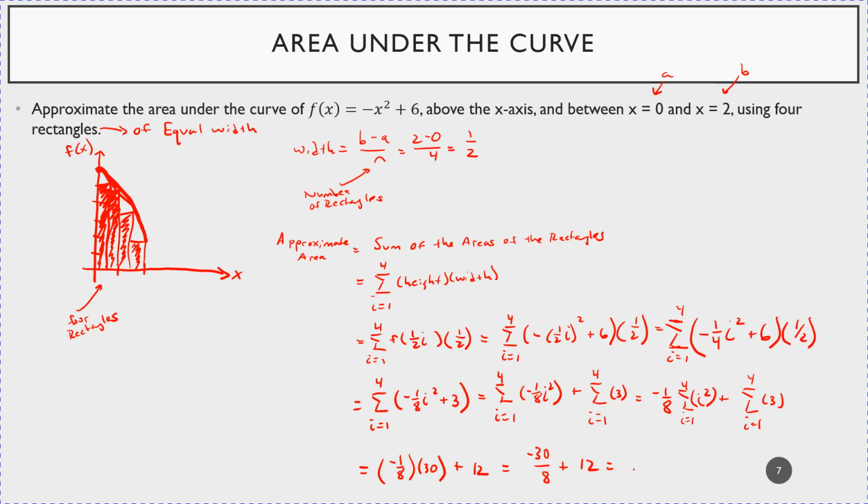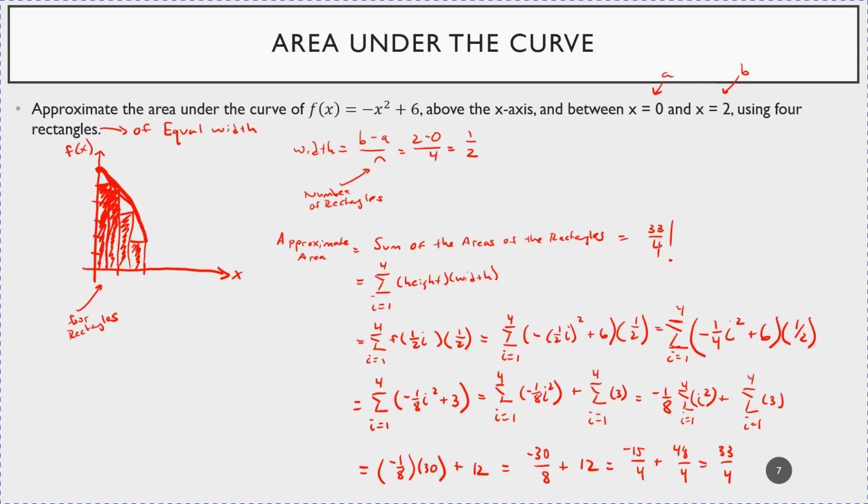So even simplifying this, this simplifies to minus 15 over 4. Then 12 you could write as 48 over 4. So my area here, approximate, is 33 over 4. So the sum of the areas here is 33 over 4.